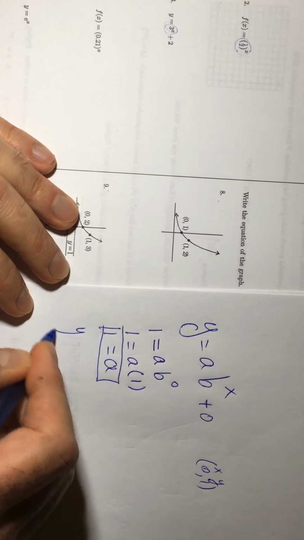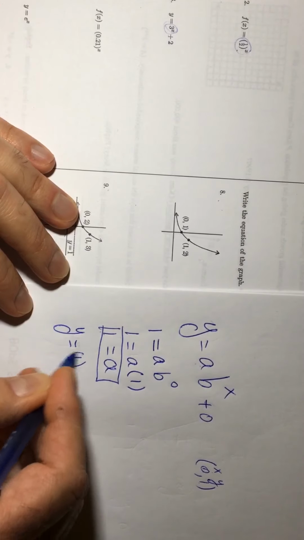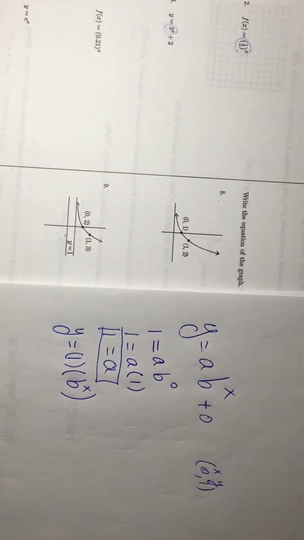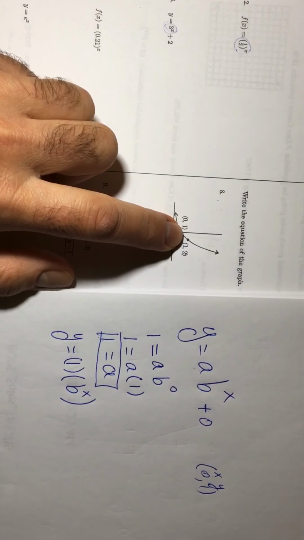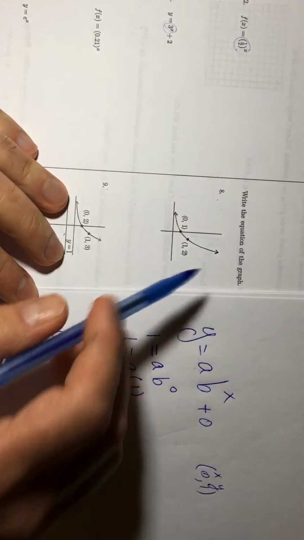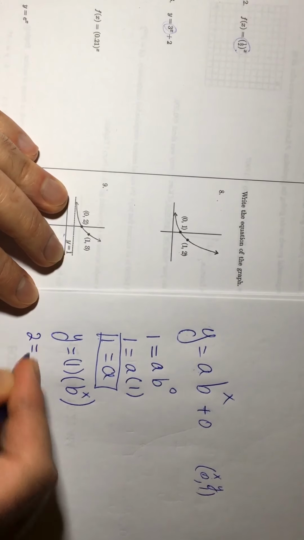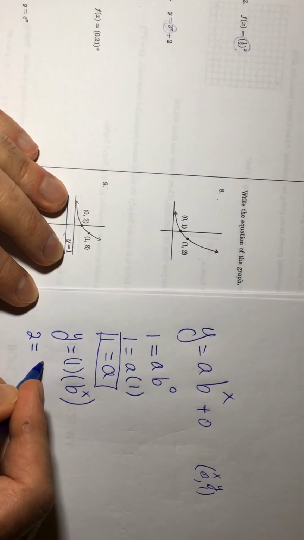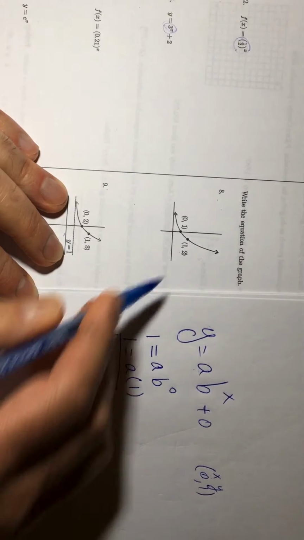Now the equation is y equals 1, which is my a, which I don't have to show, but I'm going to show it anyways, b to the power of x. I still don't know what b is. So how do I find b? That's when we use the other point given to me, (1, 2). So my y value is 2, so I put it right there. My x value is 1, so I put it right there. You see the x is 1.